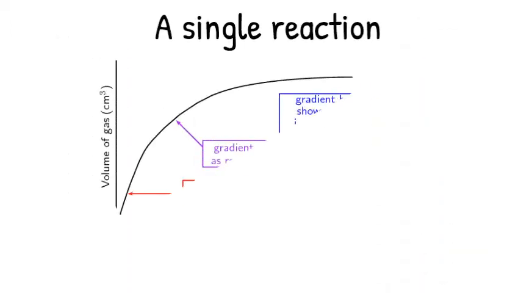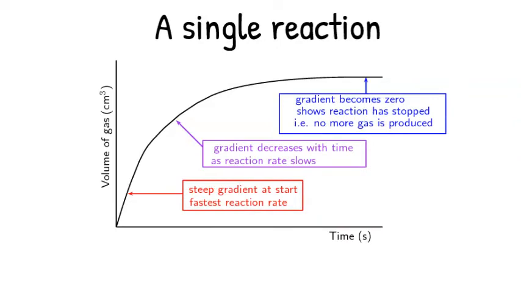If we produced a graph of any chemical reaction showing how fast the products were produced over time, we would see that that graph started off very steeply, then it slowed down, the gradient lessening, and it eventually would become zero. Why is this happening?